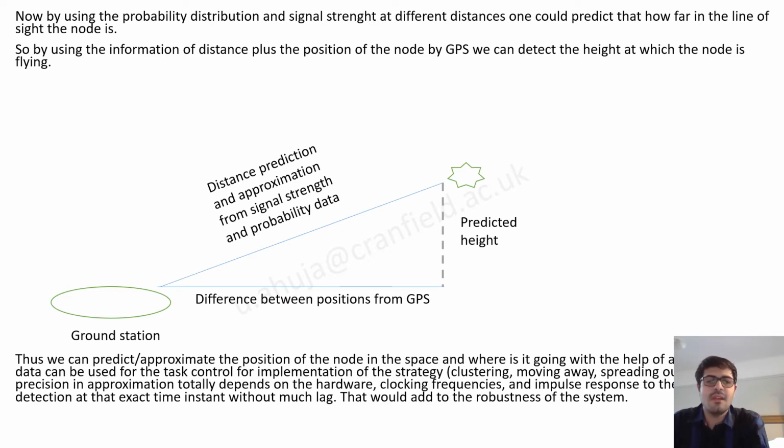Thus we can predict the approximate position of the node in space and where it is going with the help of the data we have, and it can be used for task control, implementation of strategies, or in what way the whole swarm should behave. We can do all of those things.